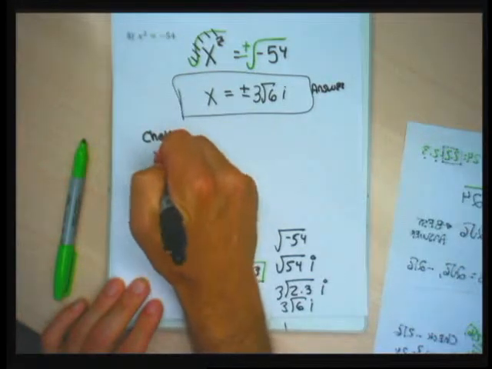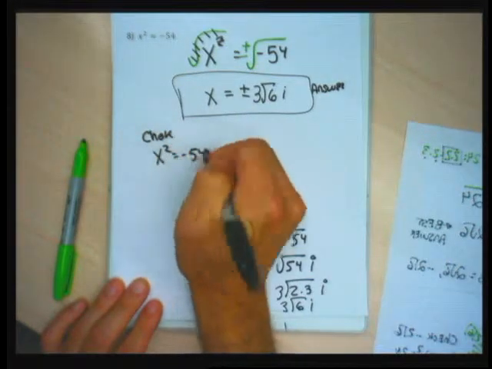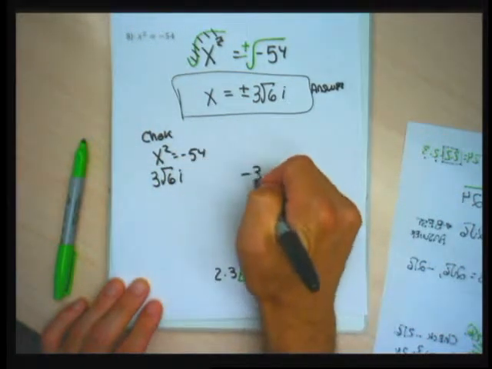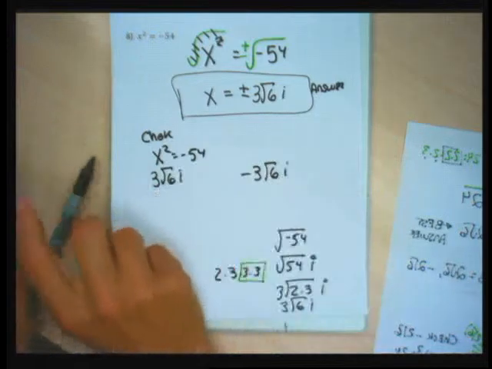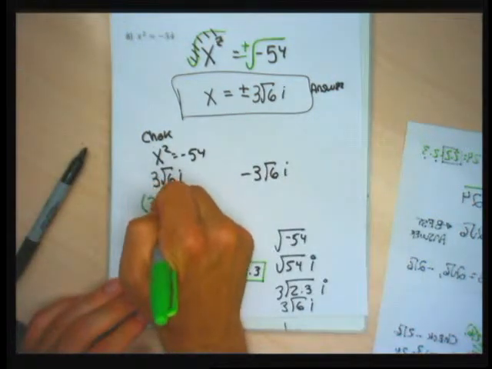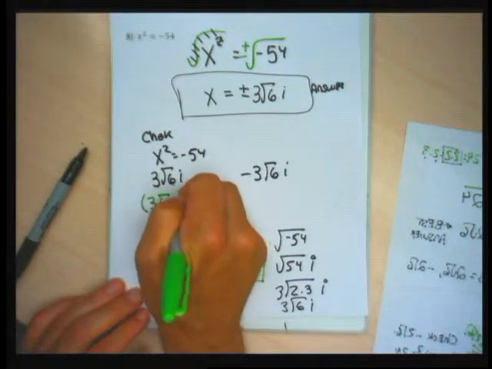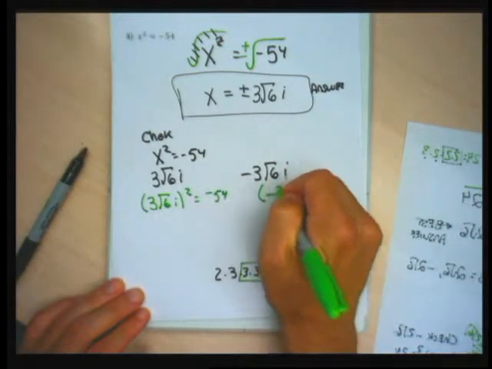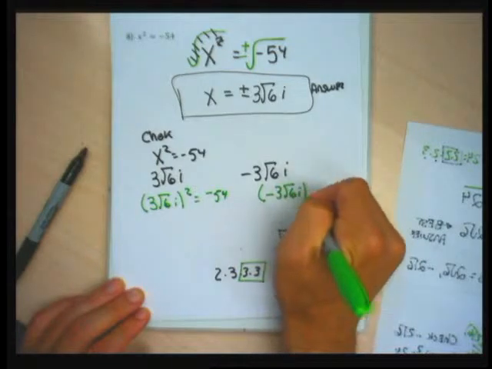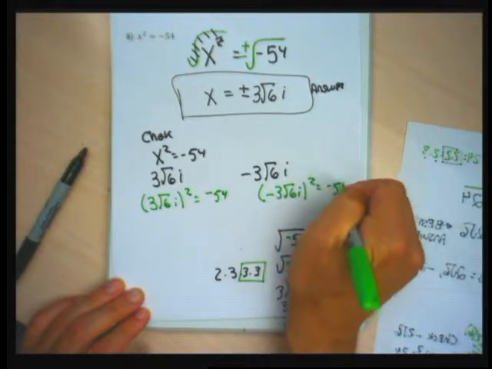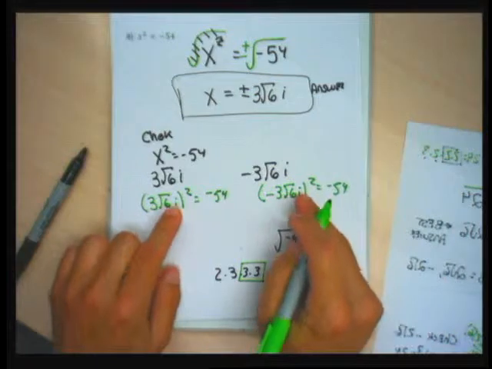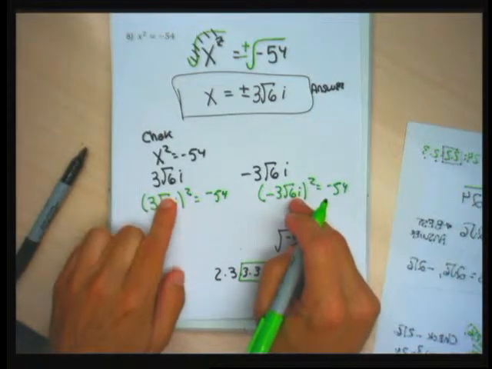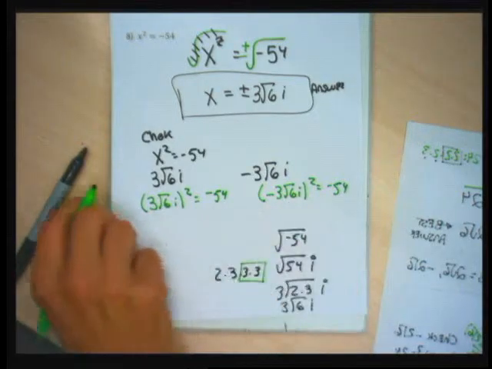So the original problem is x squared equals negative 54. I need to check 3 times the square root of 6i and negative 3 times the square root of 6i. So first one, I'm going to go 3 times the square root of 6 times i, squared. Make sure that's negative 54. And then I'm going to do negative 3 times the square root of 6 times i, squared, and make sure that equals negative 54. Have to make sure when I enter the i, I'm putting the i not under the radical. I arrow out of the radical before I do it.